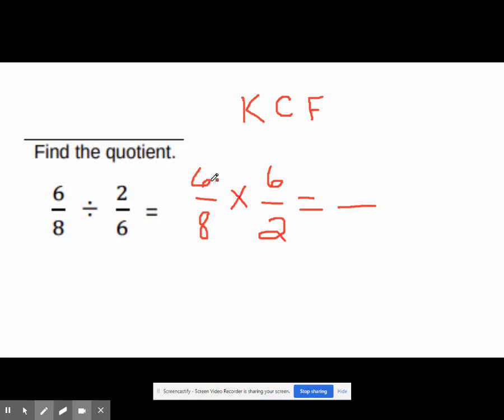because it's multiplication now. So 6 times 6, of course, our numerators. We get 36 for our new numerator. And our denominators, 8 times 2 would be 16.